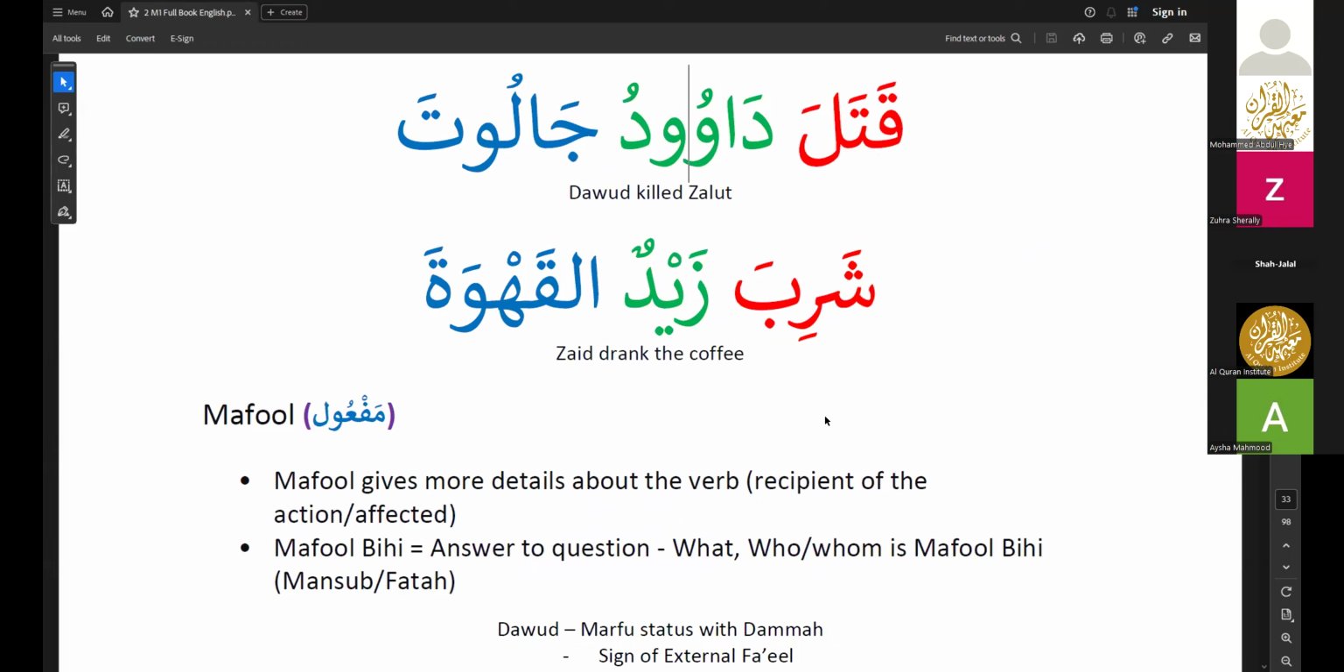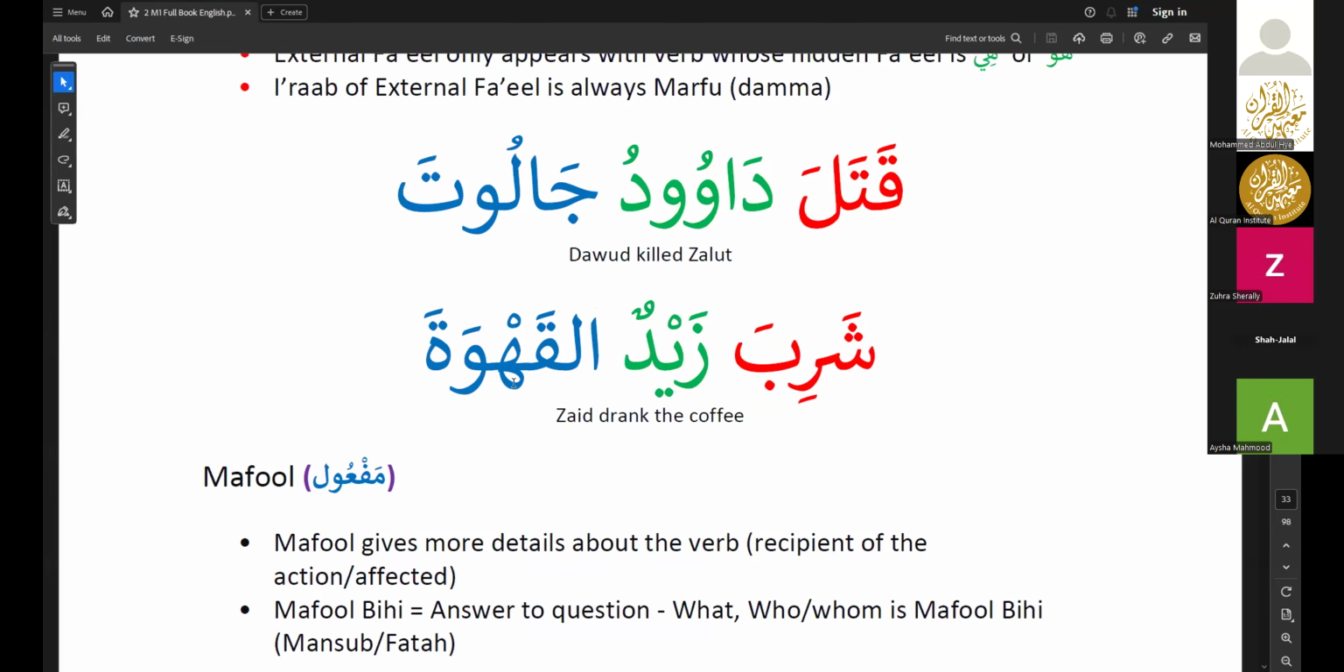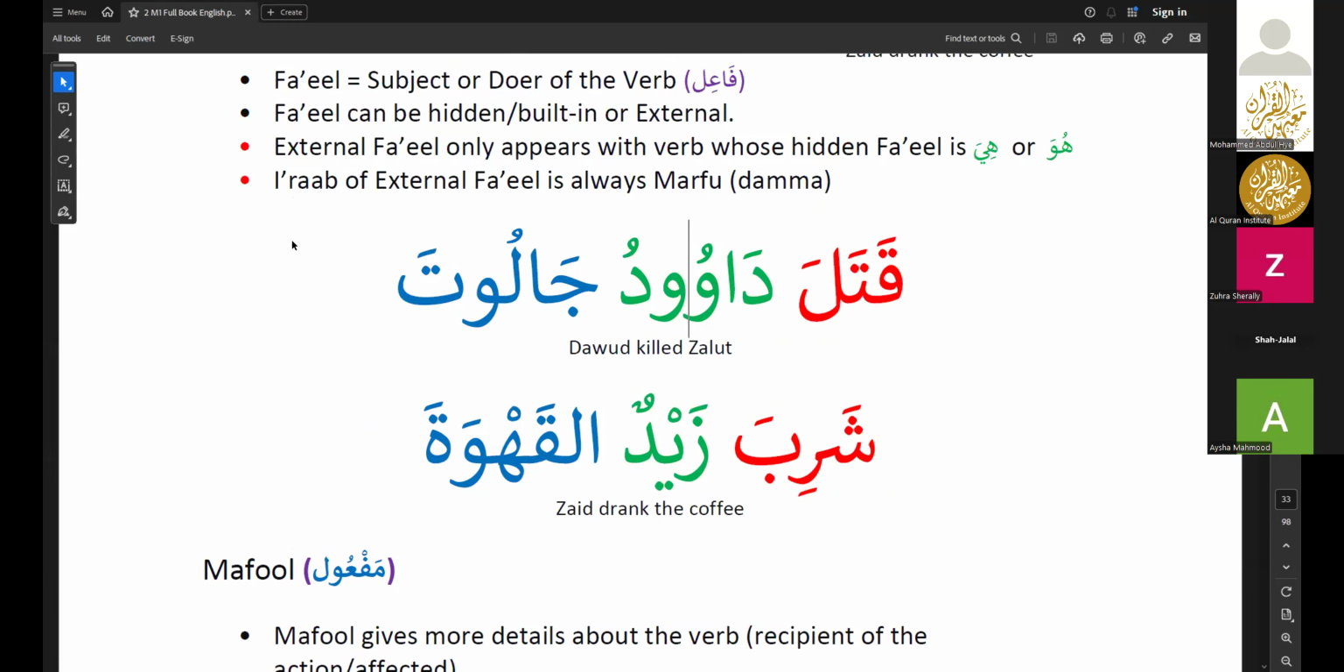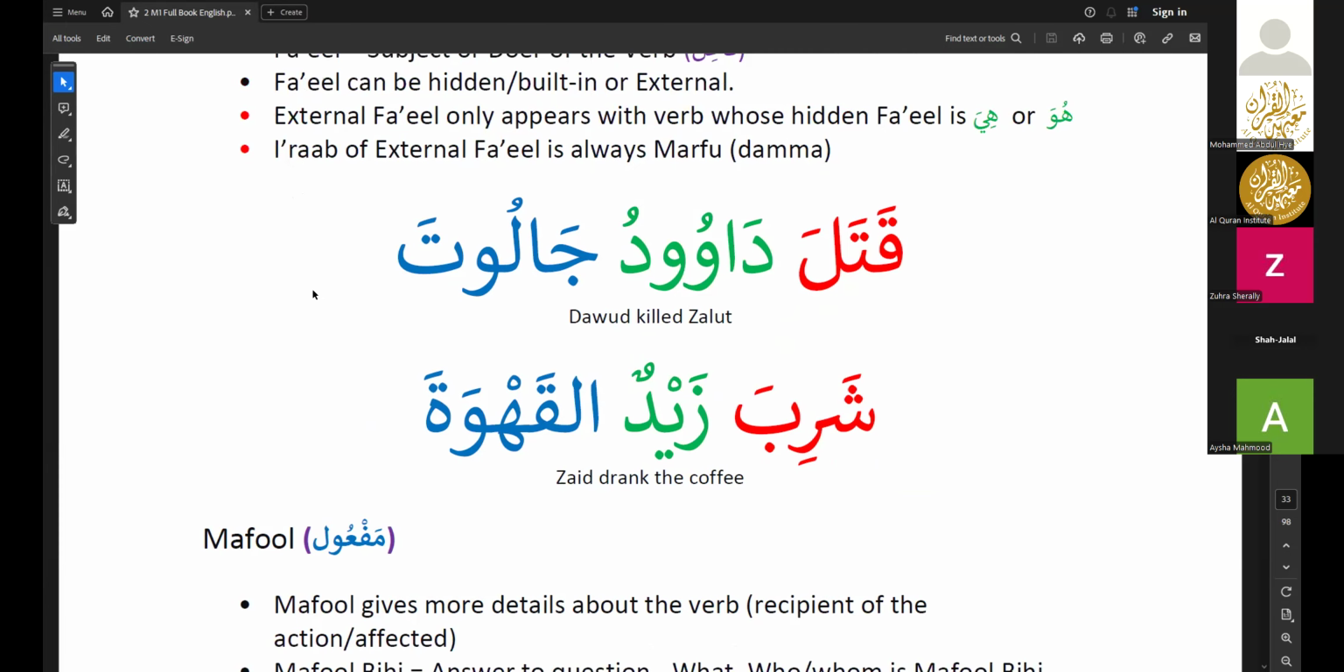Ustad, at this stage, what is i'rab? For simplicity, at this level, i'rab is the harakat on the last letter for now. So Dawudu has got dhamma, so its i'rab is rafa, marfu. Jaluta, the last letter has got fatha, so it is nasab.